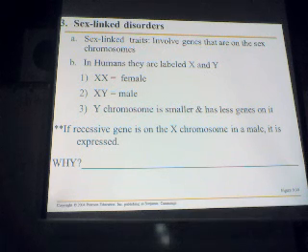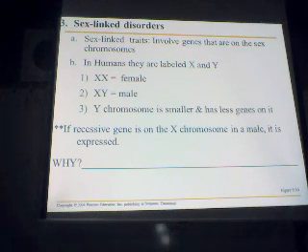Another type of complex inheritance pattern is sex-linked disorders. Sex-linked traits involve genes that are on our sex chromosomes, our X and Y chromosomes. Remember from last unit that females are XX and males are XY. The Y chromosome is smaller than the X chromosome, and it has fewer genes on it.